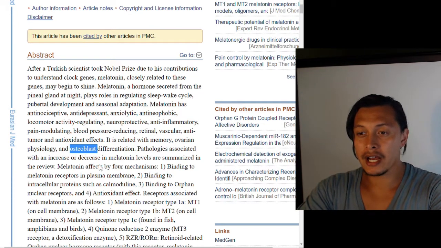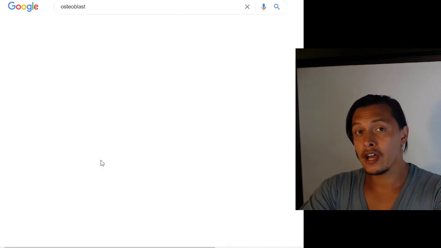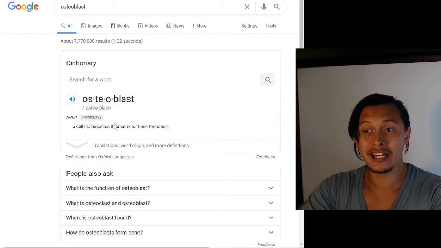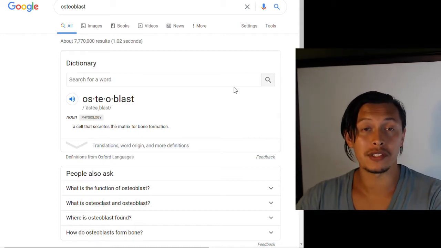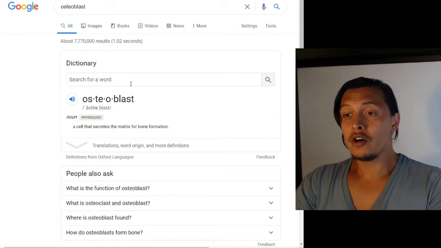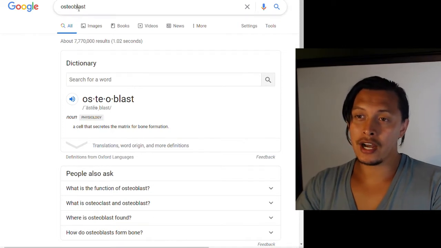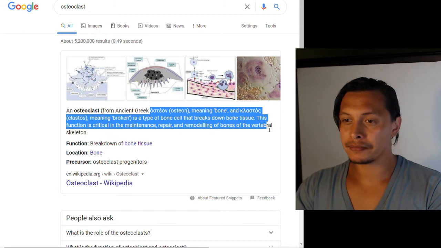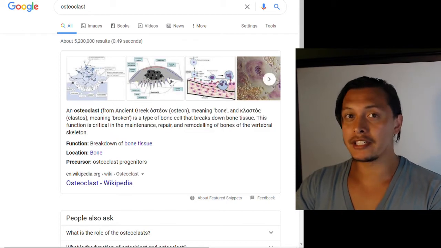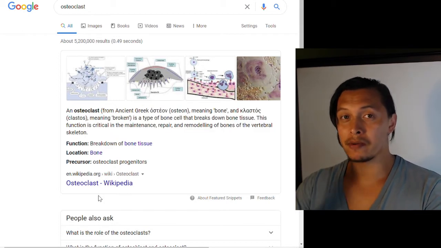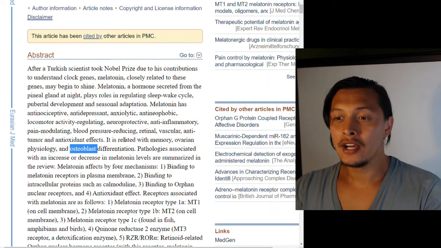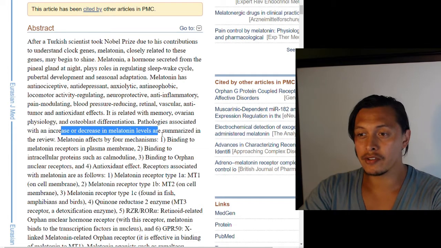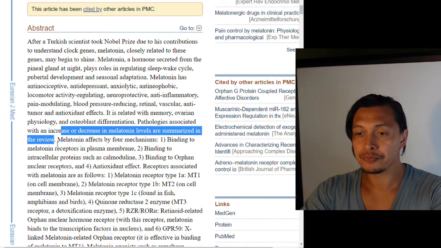And the osteoblasts, these are the cells that secrete the matrix for bone formation. So they are the ones that help make the bones, which is in contrast to the osteoclasts, which are the cells that break down bone. So don't mix up osteoblasts and osteoclasts. Pathologies associated with an increase or decrease in melatonin levels are summarized in this review.